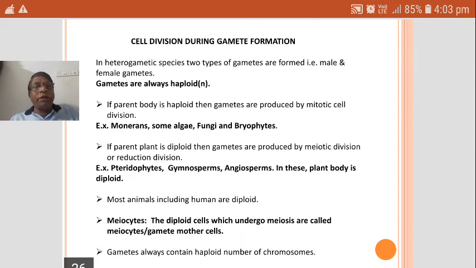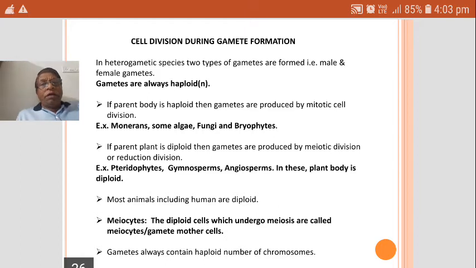In today's lesson, we shall see cell division during gamete formation. It's very important. You must know the type of cell division. Okay.